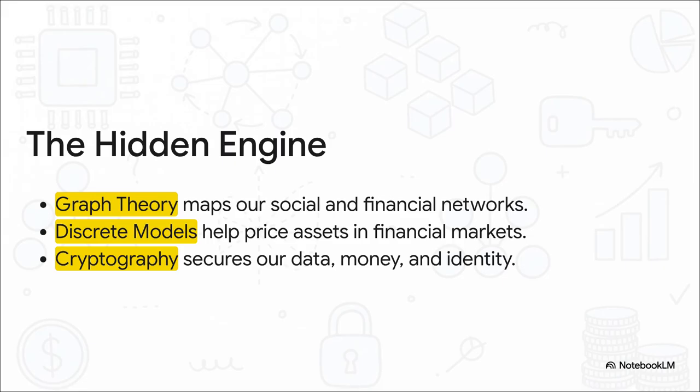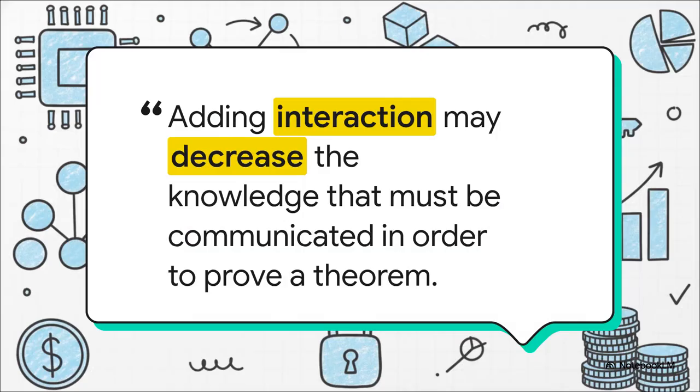So, the invisible engine is finally revealed. We've seen how graph theory maps our complex systems, we've seen how discrete models help us navigate financial uncertainty, and of course, how cryptography builds the walls that protect our digital identity. And you know, this idea has been revolutionary for decades. This quote here from the pioneers of zero-knowledge proofs back in 1989, it just captures the spirit of it all perfectly. It highlights a huge shift in how we think about knowledge and security. By being smarter about how we prove things, we can actually communicate less information, not more.